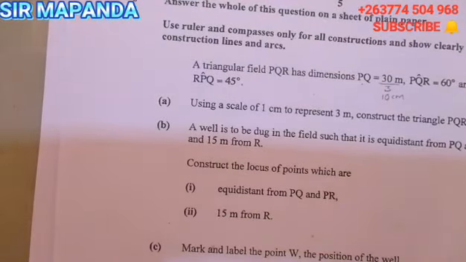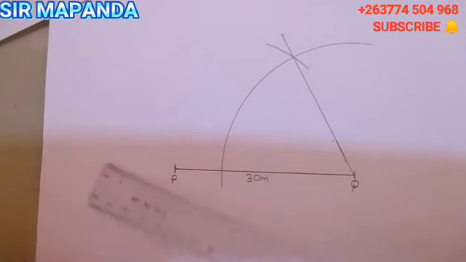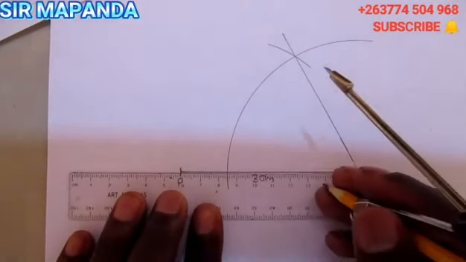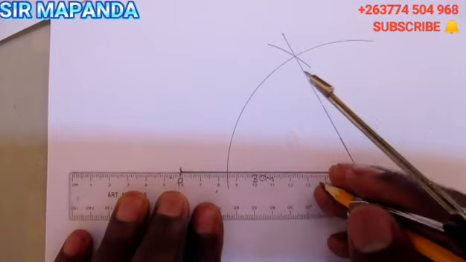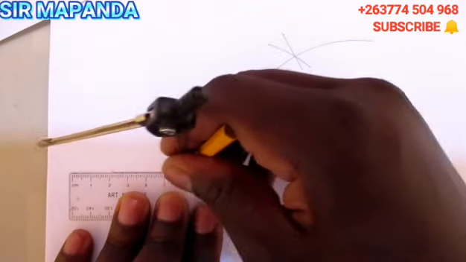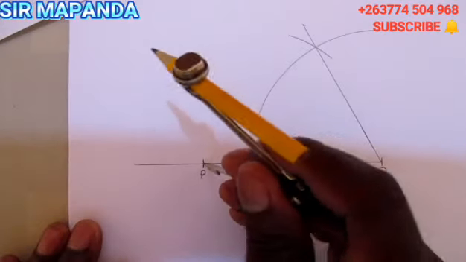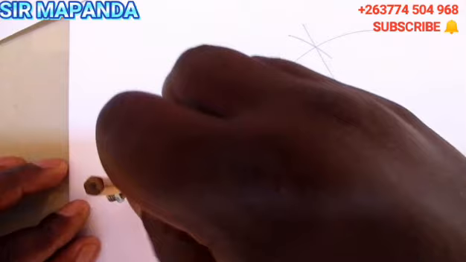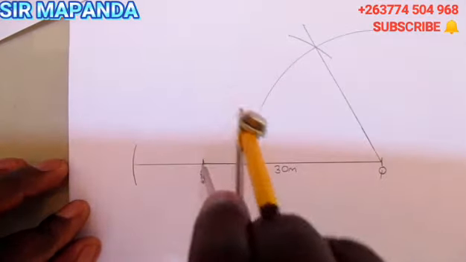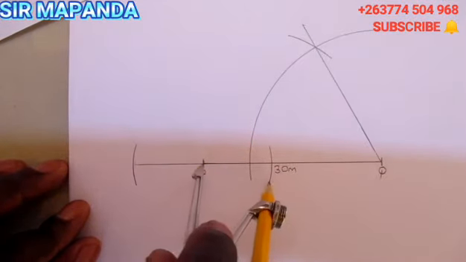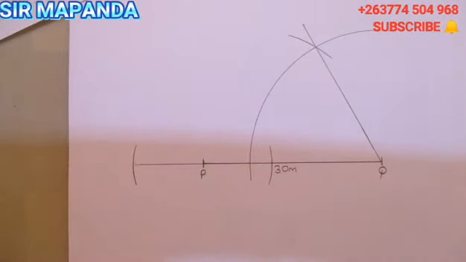Angle RPQ is equal to 45 degrees. So to construct 45 degrees, you start by constructing 90 degrees. Then you bisect the 90 to get the required 45, right? So how do you construct 90 degrees at P? You draw what you call an extension line on the left side of P, like this. Then take your compass, touch P, put an arc on the left side, then put an arc on the right side, like this. This is the first thing to do, right?